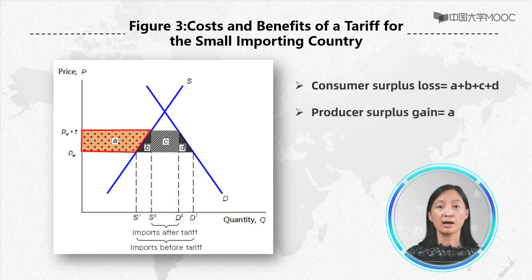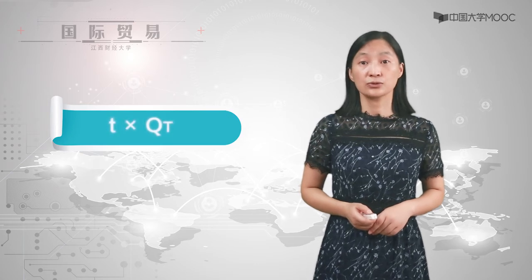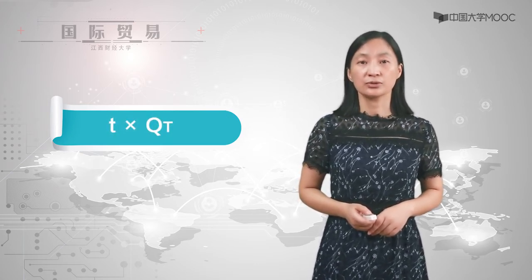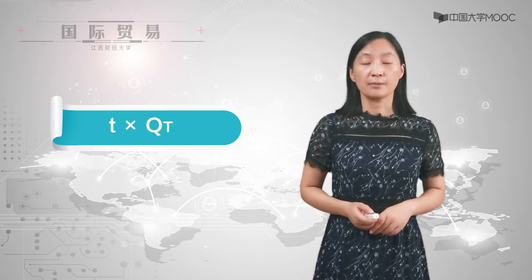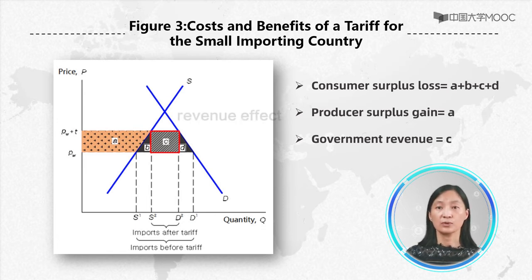This surplus rises by the area labeled A. That means producers gain from the tariff. There is a third player here as well, the government. The government gains by collecting tariff revenue. This is equal to the tariff rate T times the volume of imports, QT, equal D2 minus S2. So the government's revenue is equal to the sum of the areas C, which we call the revenue effect.